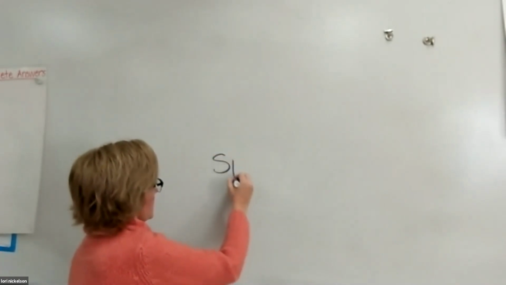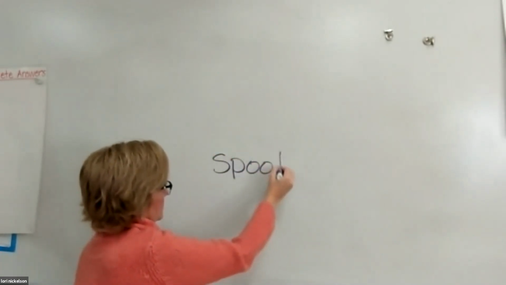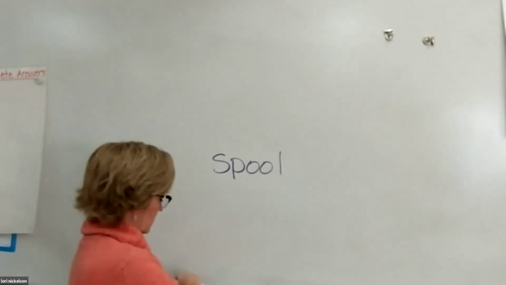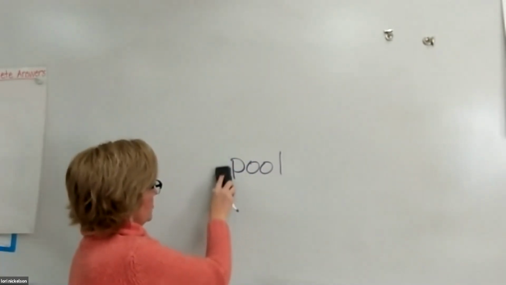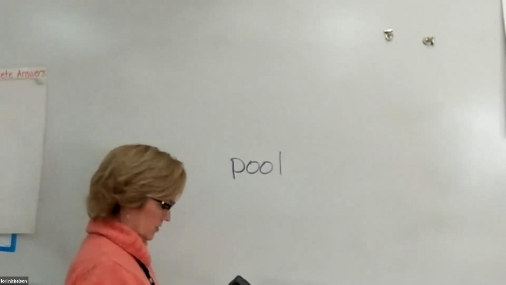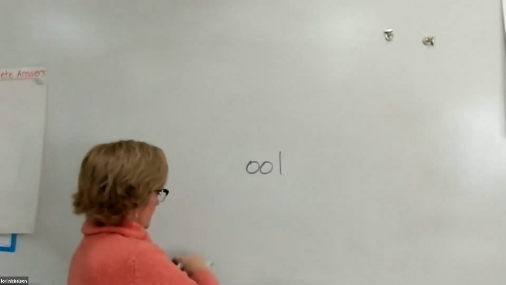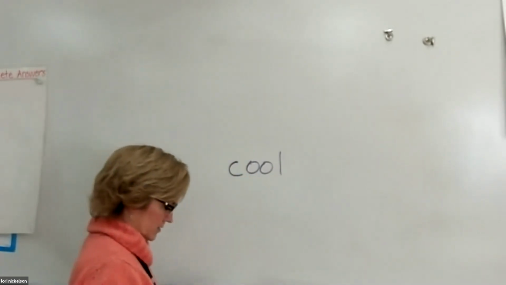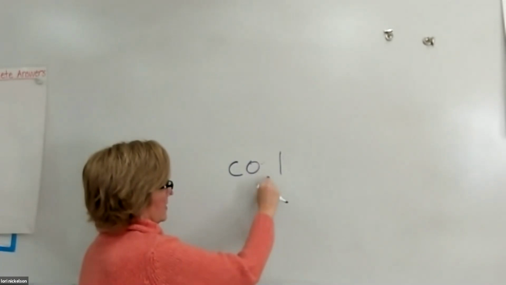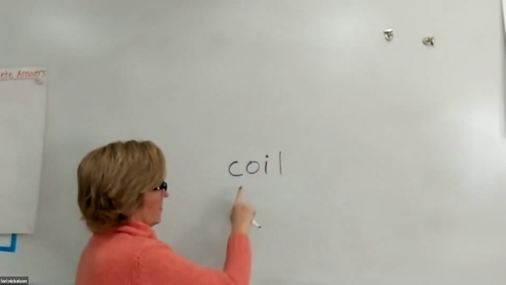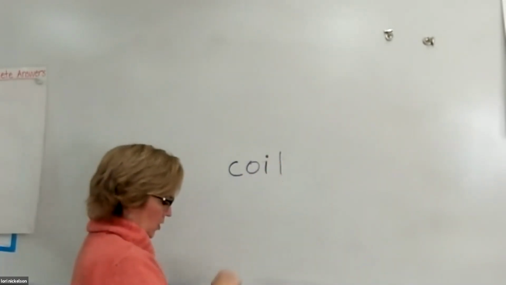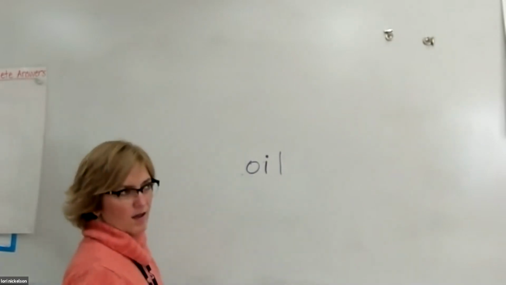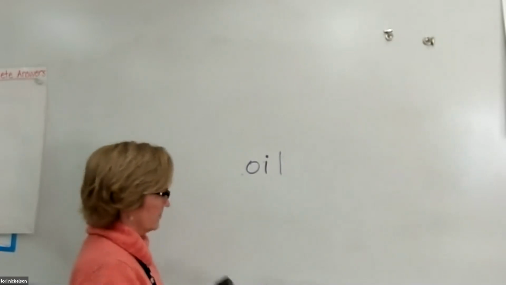Let's start with this word. What is that word? Spool. Good. What if I take that off? What do I have? Pull. Good. What if I take the P off and add a C? Cool. What if I take that O and add an I? Now I have the oi sound, so it's coil. Great. If I take the C off, I now have oil.